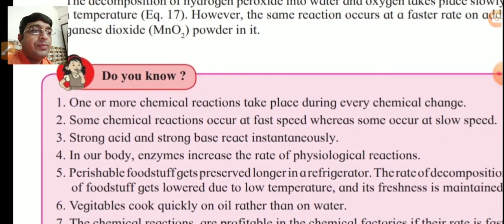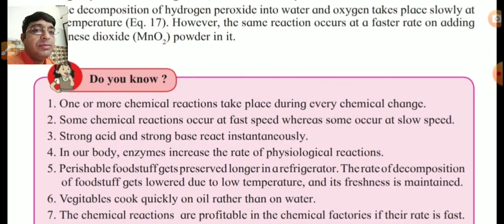Do you know some information given for us? First point, one or more chemical reactions take place during every chemical change. Second, some chemical reactions occur at fast speed, whereas some occur at slow speed. Third one, strong acid and strong base react instantaneously. Fourth one, in our body, enzymes increase the rate of physiological reactions.